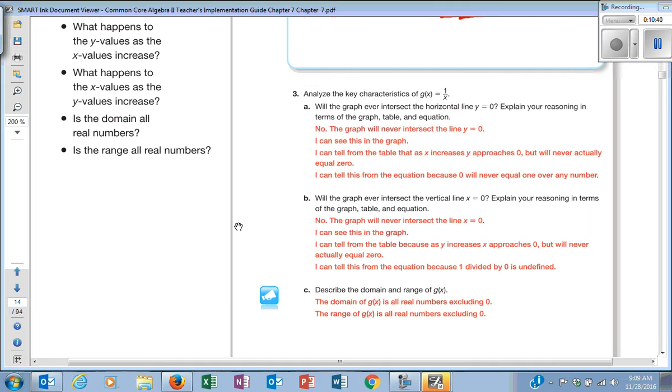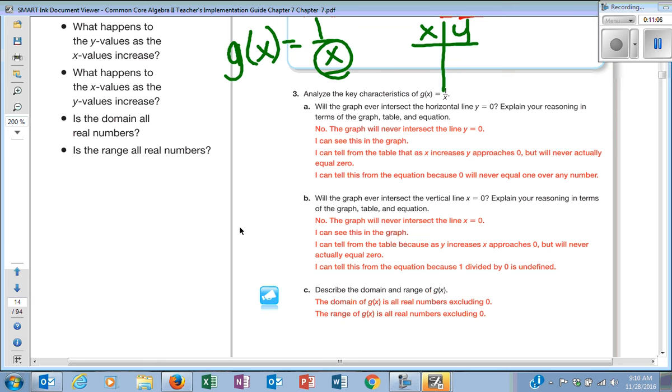Will the graph ever intersect y equals 0? Explain your reasoning. No. The graph will never intersect the line y equals 0. You can see this in the graph, you can see this in the table, but let's just make some sense of this. If we have g of x equals 1 over x, every time you make an x-y chart, you are plugging in x in here. So when we plug in 1, we get 1 out. When we plug in 2, we get out a half. So we can see all those things.